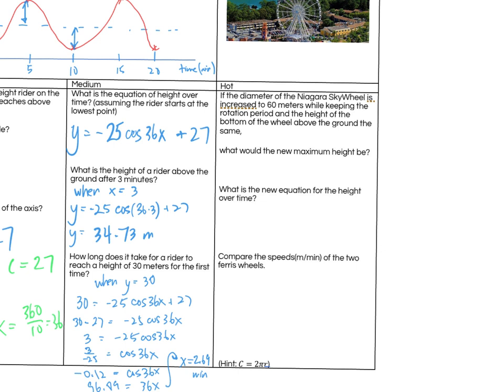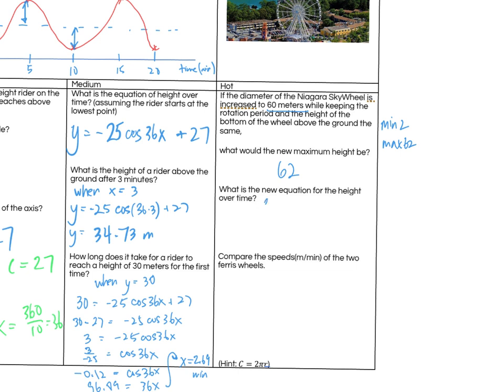Moving over to the hot, the question says, if the diameter of the skywheel is increased to 60 meters while keeping the rotation period and the height of the bottom of the wheel above the ground the same, what would the new maximum height be? So knowing that they start 2 meters above the ground, we add 60 meters to get a maximum of 62.